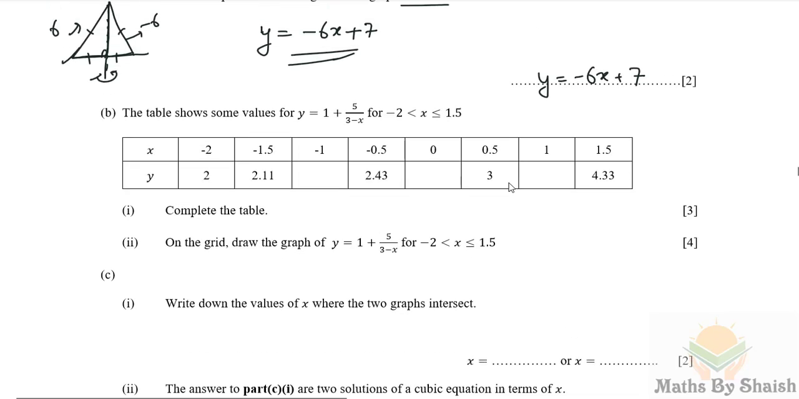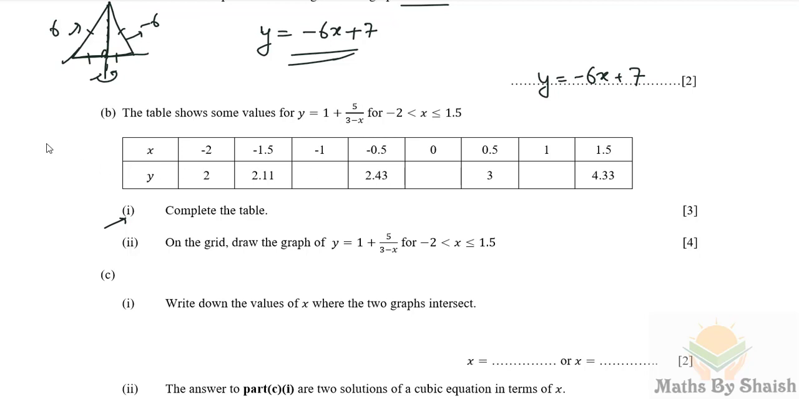B part: the table shows some values of y equals 1 plus 5 over 3 minus x for x from minus 2 to 1.5, and we need to complete the table in the first part. So we are going to substitute these values in place of x to get the y value.